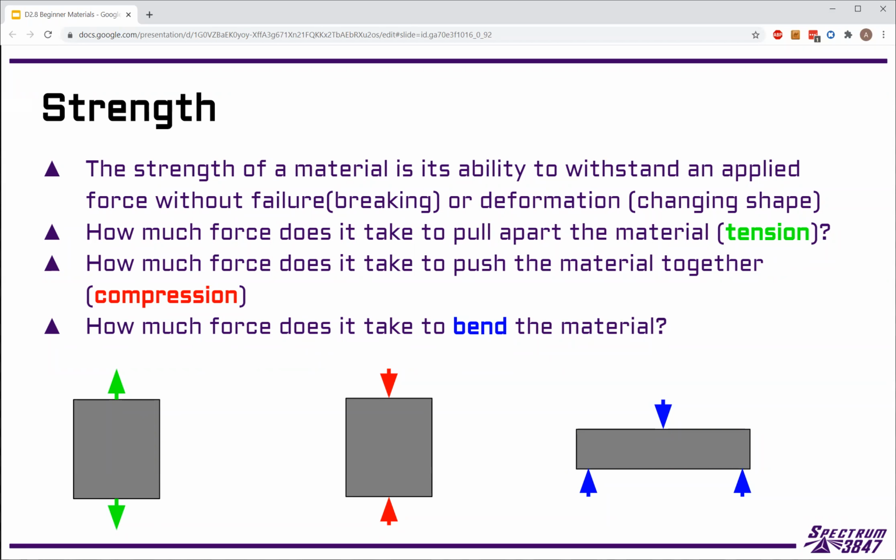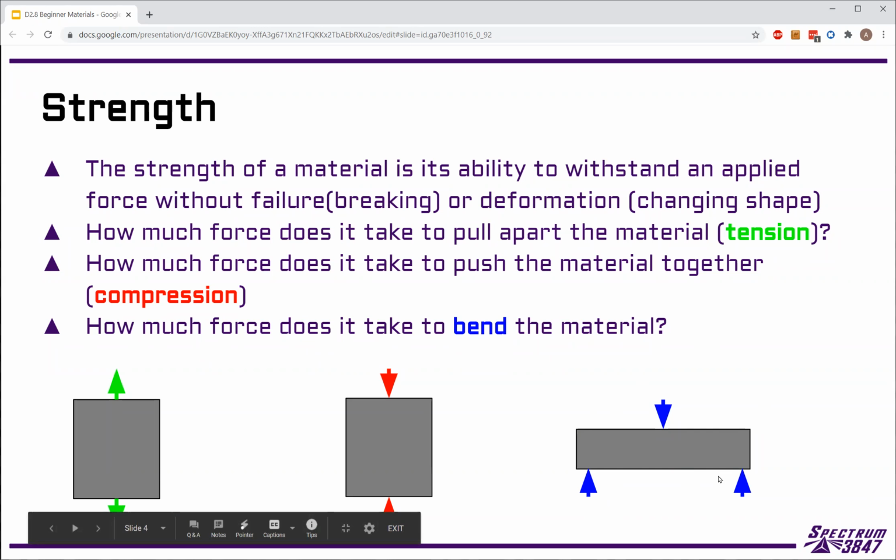You also have a bending force. So how easy is it to bend the material if you have it loaded in this way, where it's supported on its two ends and you're pushing down in the middle? How easy is it for this whole piece to bend? So it's the bending strength of the material.